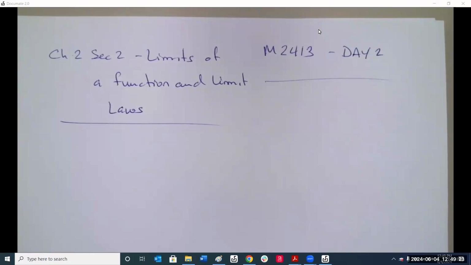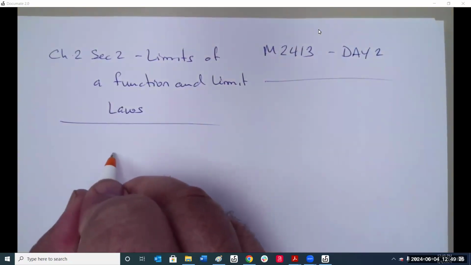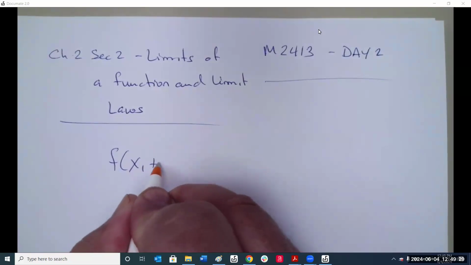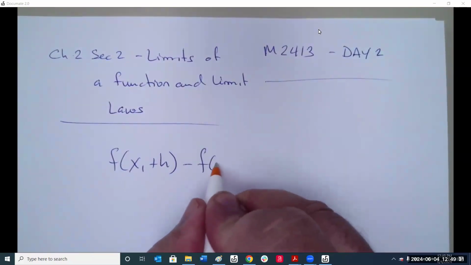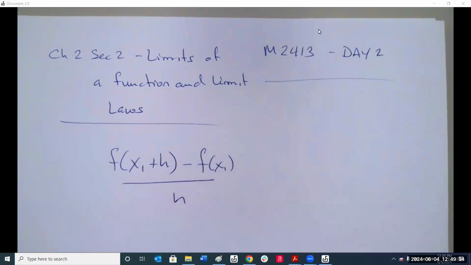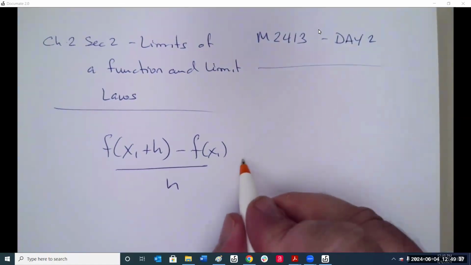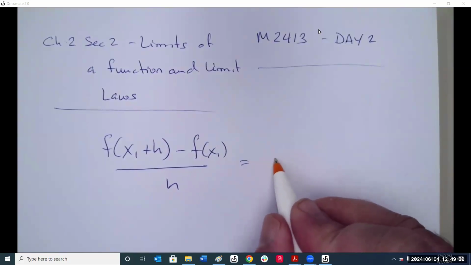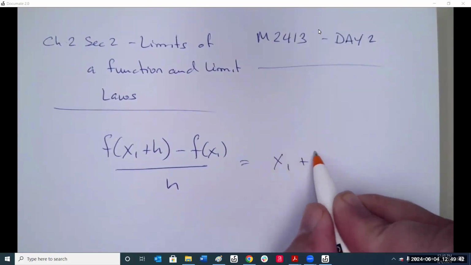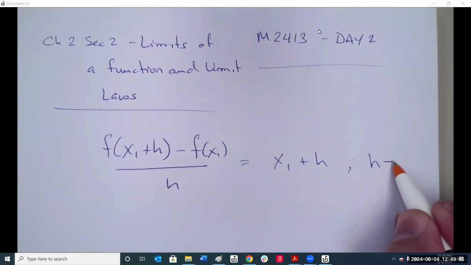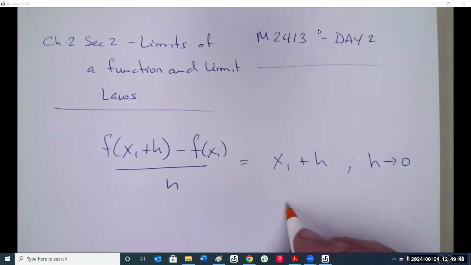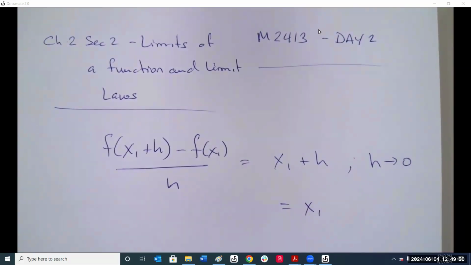Well, in Section 1, we looked at the difference quotient. And when we first solved this, we got an equation. And so we said, as h goes to 0, the answer becomes whatever the x value is. And then the last part, the instantaneous, what we did there is we started getting closer and closer and closer to the points.